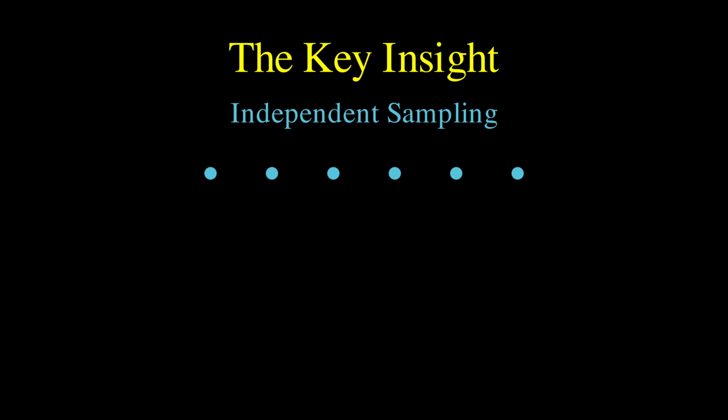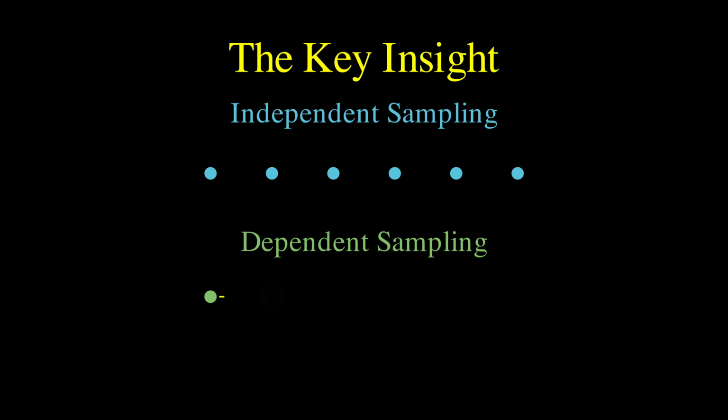Here's the revolutionary insight that changes everything, and it's beautifully simple when you see it visually. Instead of treating each sample independently, throwing away all information from previous attempts, what if each new sample learned from where we just were? Those blue dots represent independent sampling, where each point knows nothing about the others. But watch what happens when we create dependence.